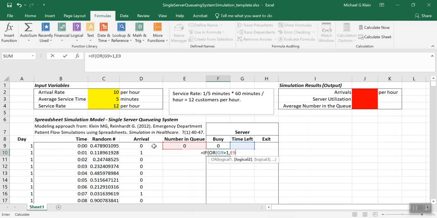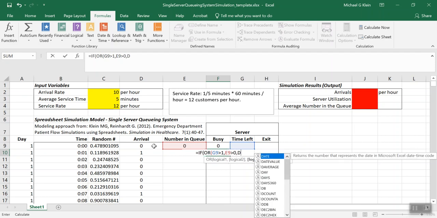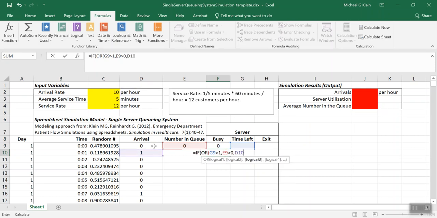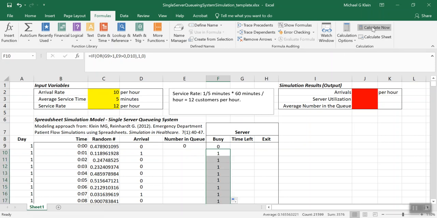Another possibility is that the number in queue is greater than 0, and that would be the case where the server is just finishing serving the previous customer in the previous minute, and then it's going to start a new customer from the queue. And then the other possibility is that there's no queue, but there's a new arrival, and the server is going to be busy serving that customer. If any of those cases are true, then the value of the server being busy is going to be 1, and otherwise the server will not be busy if any of those three cases do not hold. So at that point, we would be able to copy down the busy formula and recalculate cells.